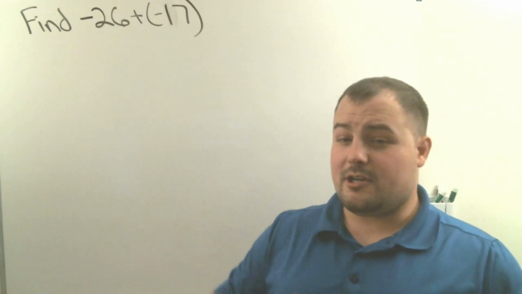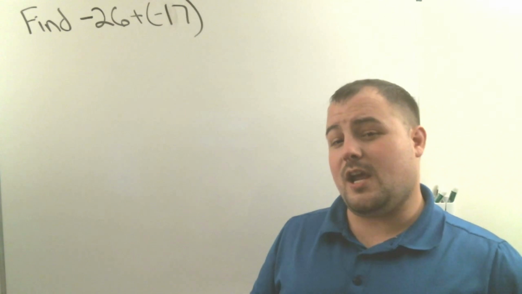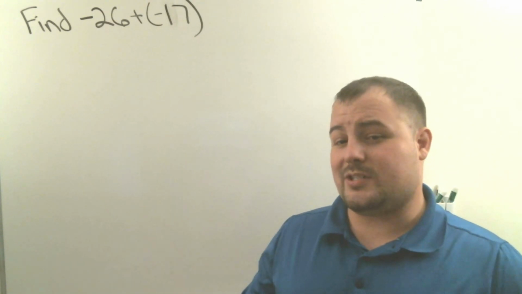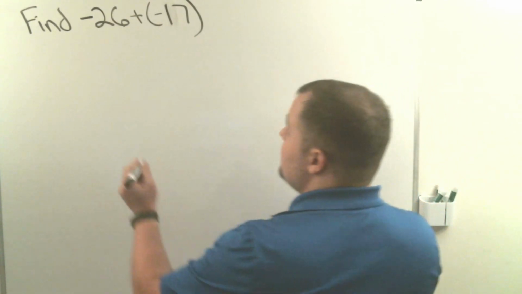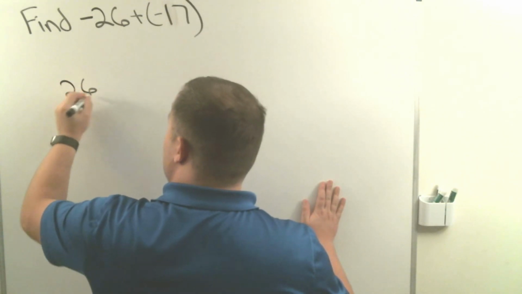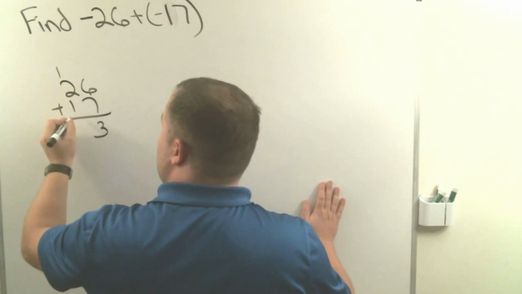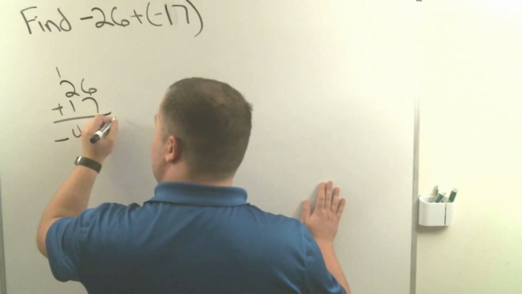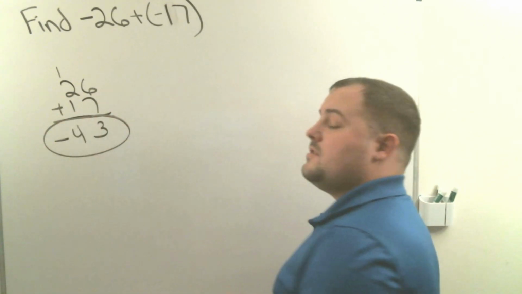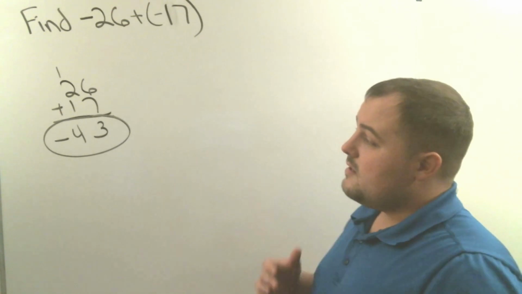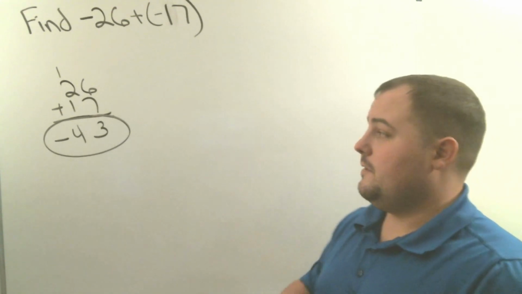So hopefully we're starting to understand that in order to add 2 negatives, what we've got to do is add the 2 numbers and keep the sign the same. So we're going to add 26 plus 17. And we're going to keep the sign the same. So in this case, this is 43.